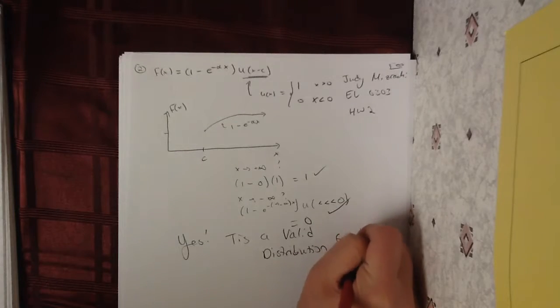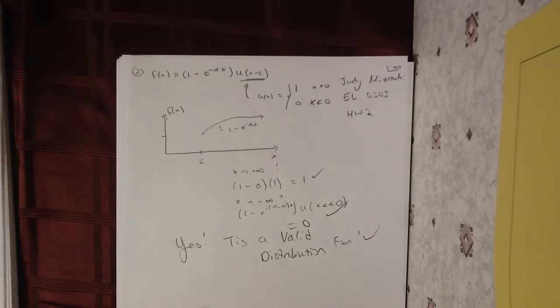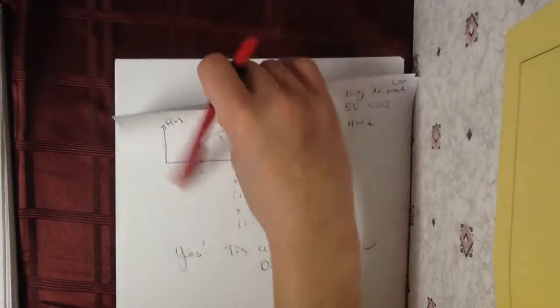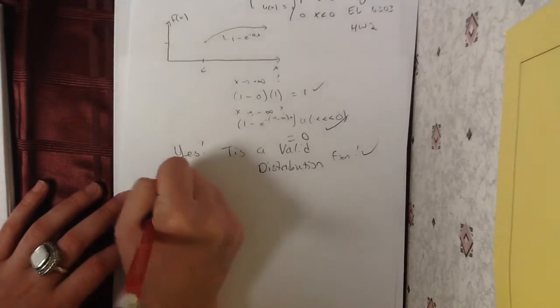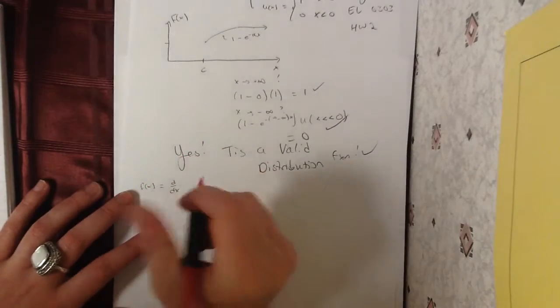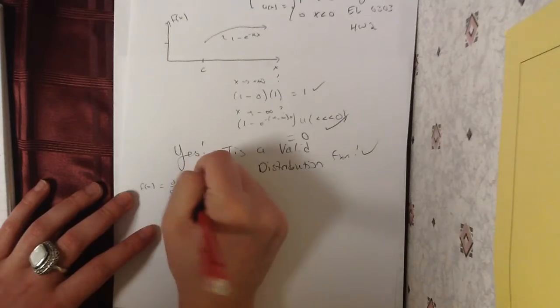Function. Awesome. Okay, good. Now we're going to do the next step. Can you still see that? Okay, good. Where we want to find f of x. Now recall f of x is just we just differentiate big F of x.